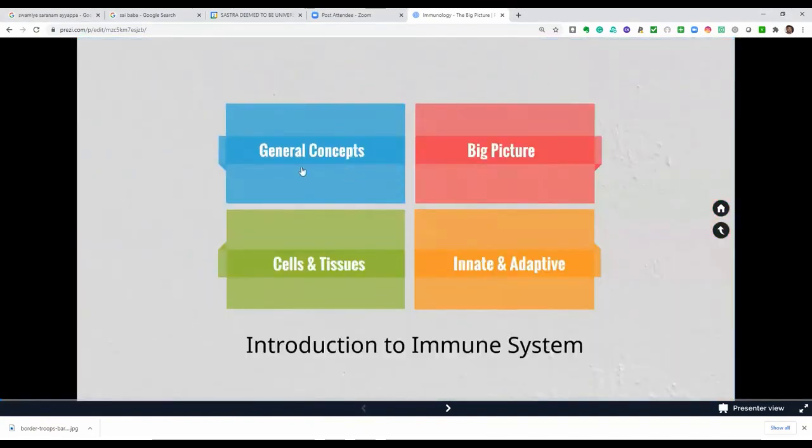The topics which I planned for today are just the general concepts related to the immune system, immunology. I just wanted to give some big picture about the entire immune system, how it functions, before going into details about each of the cells and tissues involved in the immune system, as well as before going into details about the innate and the adaptive immune system.